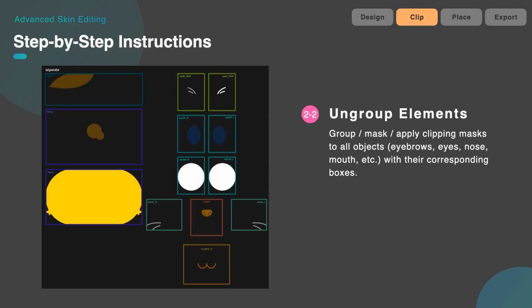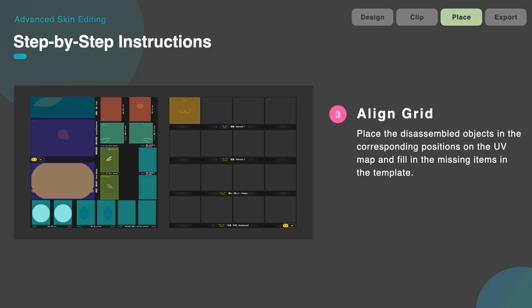Refer to the UV map field descriptions and group, mask, or apply clipping masks to all objects with their corresponding boxes. For example, group the cat's right eyebrow with the eyebrow box and the pattern on the upper left forehead with the hair box. After disassembling the skin, place the disassembled objects in the corresponding positions on the UV map, as shown in the image. Next, open the template and compare your UV map with the original UV map of the character, and fill in any missing items. Once everything is complete, you can clear the rectangles of the field range reference.